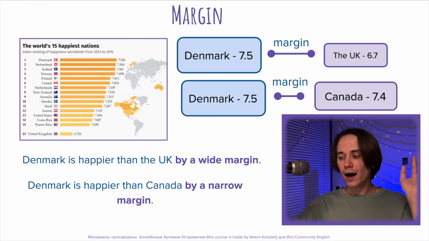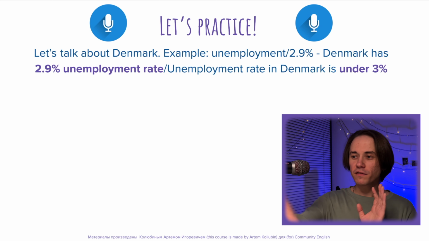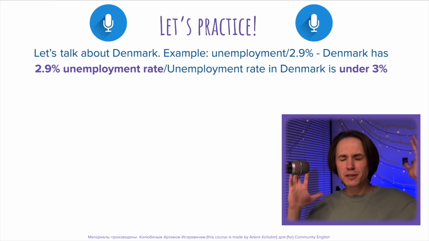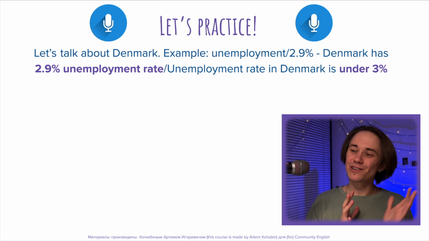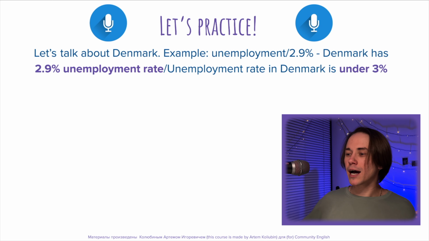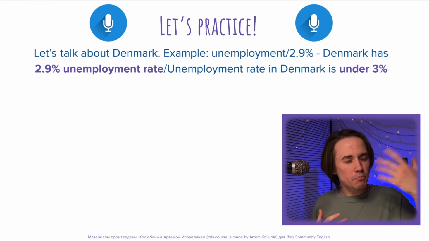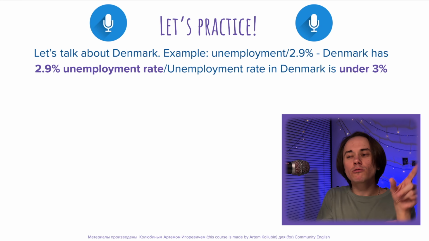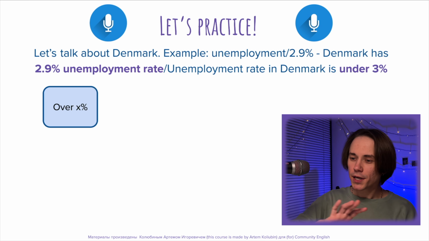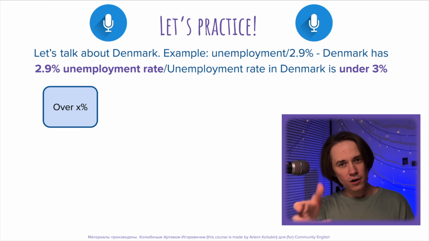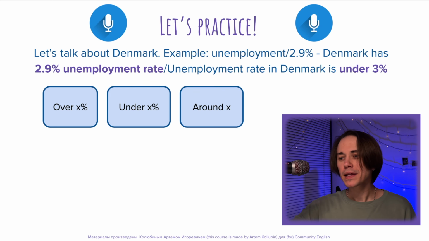Now then, let's try to use it ourselves. So what you need to do, here you have a little bit of information, like unemployment 2.9. You need to put all your knowledge together to express the statistics in an elegant and natural way. So for example, unemployment 2.9%: Denmark has a 2.9% unemployment rate, or even more interesting, the unemployment rate in Denmark is under 3%, right? So again, first, keep in mind we have over, we have under, we have point, we have two-thirds, we have margin, right? So we have around.